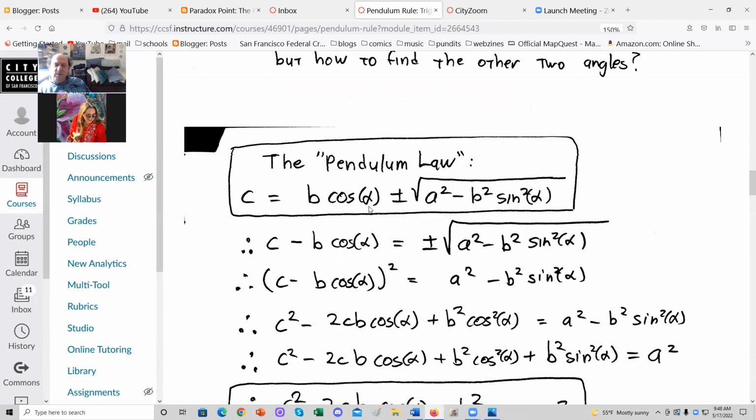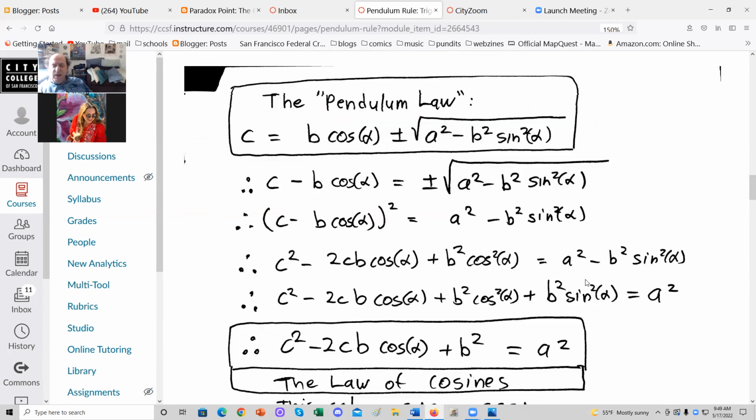Simple enough. From here, we subtract B cos alpha from both sides. So C minus B cosine alpha equals plus or minus the root of A squared minus B squared sine squared alpha. Now square both sides and the square root sign goes away, and we have C minus B cos alpha all squared equals A squared minus B squared sine squared alpha. Now we expand this side. C squared minus 2CB cos alpha plus B squared cos squared alpha equals A squared minus B squared sine squared alpha.